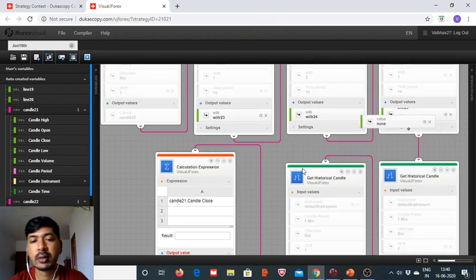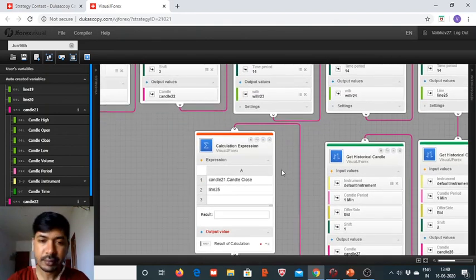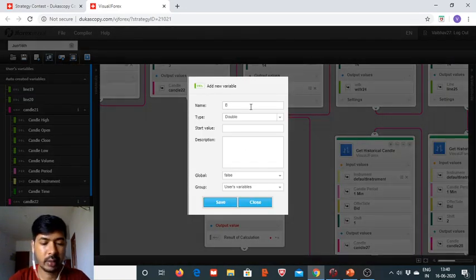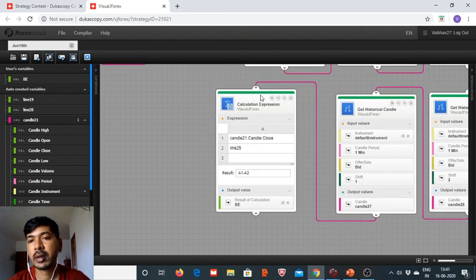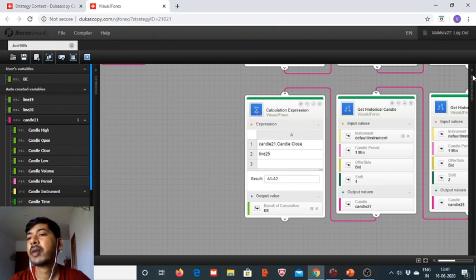So we take this, and A1 minus A2 is going to be buy entry. So here it comes. Okay, and for the sale side we will have to do the addition.